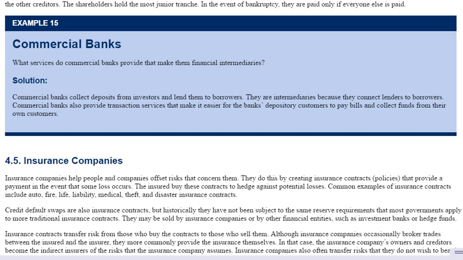Scrolling down now, we can see there's another example with regards to commercial banks. So what services do commercial banks provide that make them financial intermediaries? So the solution is commercial banks collect deposits from investors and lend them to borrowers. They are intermediaries because they connect lenders to borrowers. Commercial banks also provide transaction services that make it easier for the bank's depository customers to pay bills and collect funds from their own customers.